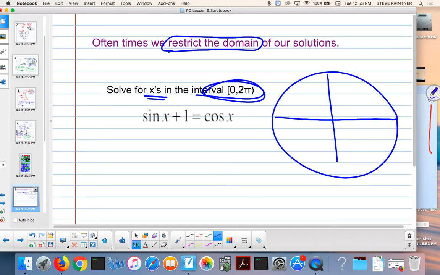I got a sine on the left, a cosine on the right. Is there a way I can make them both cosine or both sine? Is there an identity that can change the sine to a cosine? Not in their current state. Divide by sine. Then I'd make tangent. 1 plus 1 over sine, then that would be cosine. Now it's hard, isn't it?